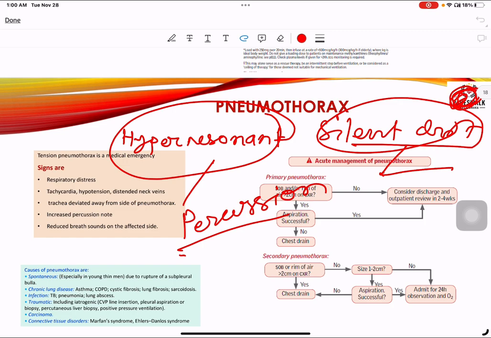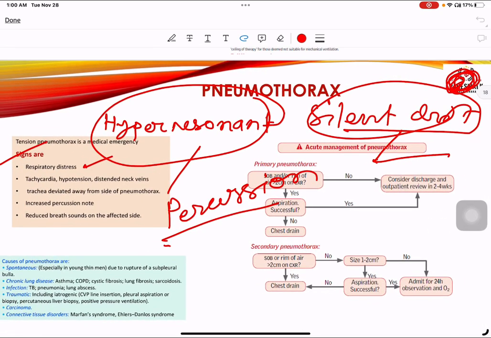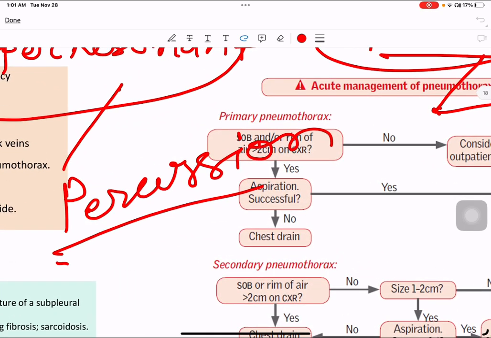The patient will have respiratory distress, tachycardia, hypotension, and raised JVP. The trachea may be deviated away from the side of pneumothorax. There will be increased percussion note and reduced breath sound on the apex side. So that is the hyperresonant silent chest. In case of a hyperresonant silent chest, we have to do a chest X-ray.